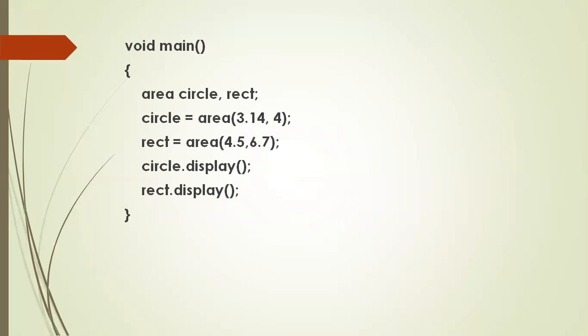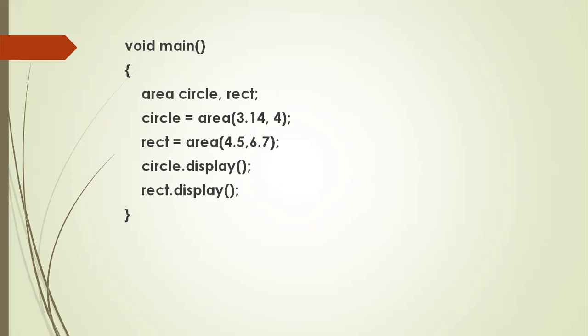Next, you start the main function. The class name is area. Circle, rect. So circle is one object and rect is also one object. We are declaring two objects called circle and rect of the class called area. Now for the first object, circle, you initialize the object like this: circle equal to area constructor, area 3.14 comma 4. Here the first parameter is float type and the second parameter is int type.